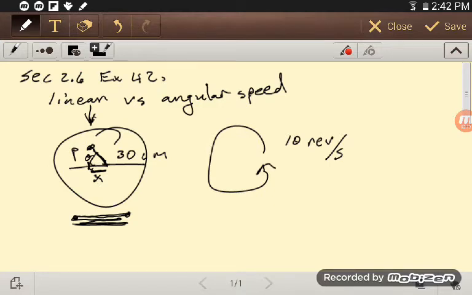Let's see, a wheel of radius 30. Oh, I see. Okay, I didn't look at the picture very carefully. They say that that point is at 30 centimeters. Okay, so that is 30 centimeters. Well, in that case, what I know is if I use the cosine function, cosine of theta is x over 30.